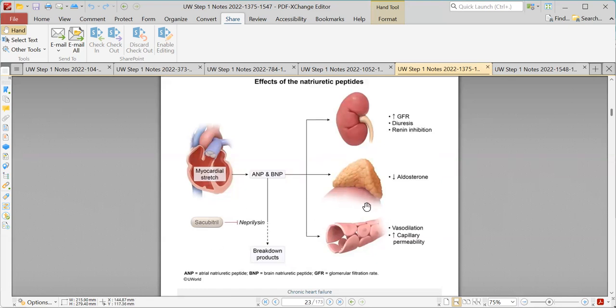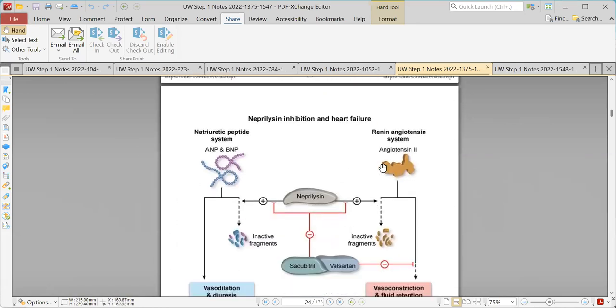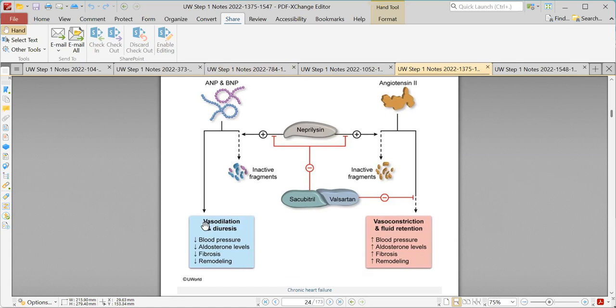So what this will do is increase the vasodilatation, decrease the aldosterone, and increase the GFR. Okay. So what is neprilysin? What will neprilysin do? Neprilysin will decrease the blood pressure, decrease the aldosterone levels and decrease the fibrosis. What will valsartan do? Valsartan will stop the vasoconstriction and will stop the fluid retention.